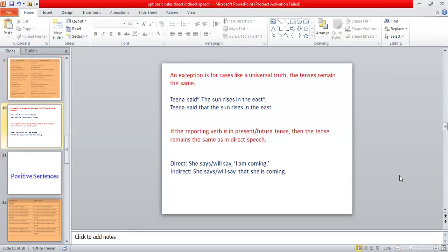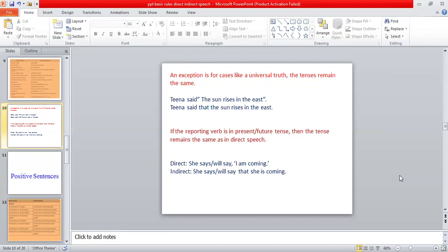Then we have an exception for cases like universal truths: the tenses remain the same. If the sentence contains a universal truth, the tense of the sentence will not be changed. It will remain the same. Like you can see in the first example, Tina said, the sun rises in the east. The sun rises in the east is a universal truth. So when you change it from direct to indirect narration, it will remain the same.